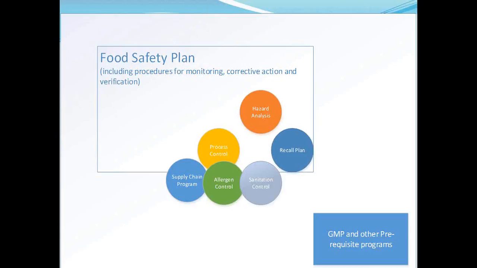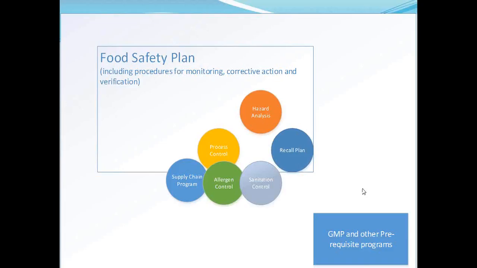not only for the process. Of course, for process, you need to identify the hazards, and also for sanitation, food allergens, and supply chain program, as we saw in the previous slide. These are needed to address the hazards requiring a preventive control. These elements, hazard analysis, recall plan, process control, supply chain, allergen control, etc., are the components of the food safety plan.